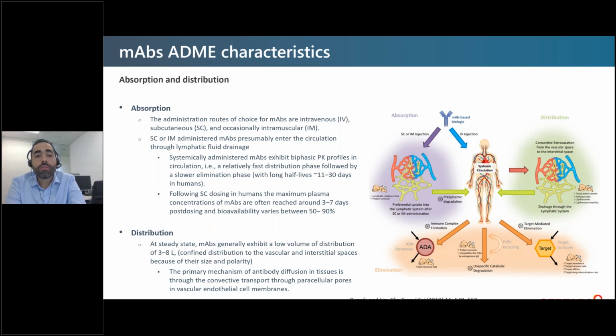Also, following subcutaneous injections, the maximum plasma concentrations are often observed around 3 to 7 days, and the bioavailability varies between 50 and 90%.